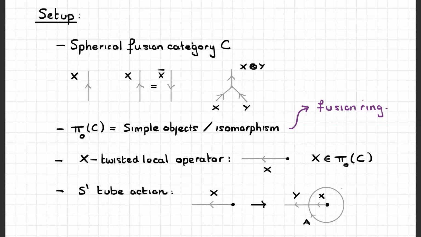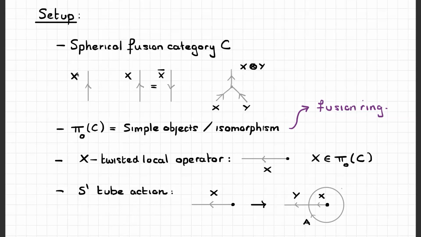Okay. Right, so I'm just going to use a spherical structure, I think. So the idea is that there are objects in your category. They correspond to topological lines. So I'll generally label them by X or Y. There are notions of dual, which is like reversing the orientation of the line. And of course, the lines can fuse as well.